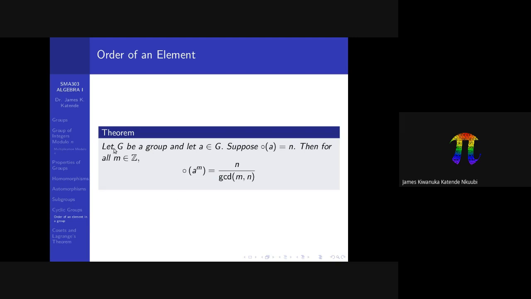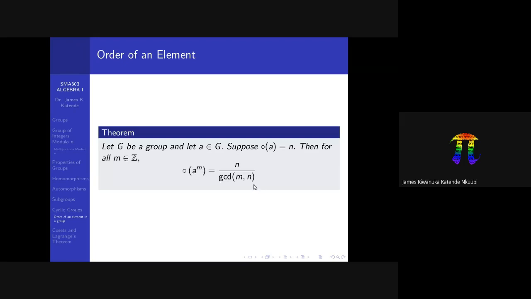It says the following: let G be a group and let A be an element in the group. If we know the order of A, we can find the order of any other power of A. So if M is any other integer, it's possible to find the order of A raised to M, some power of A. And we can obtain that as N divided by the GCD of M and N. So anytime we know the order of A, we can fix any other integer, say M, and we'll be able to find the order of A raised to M.